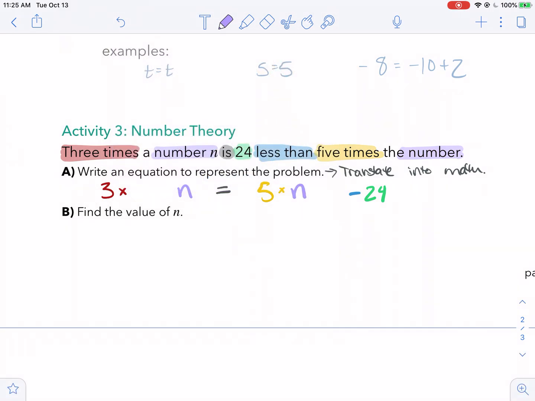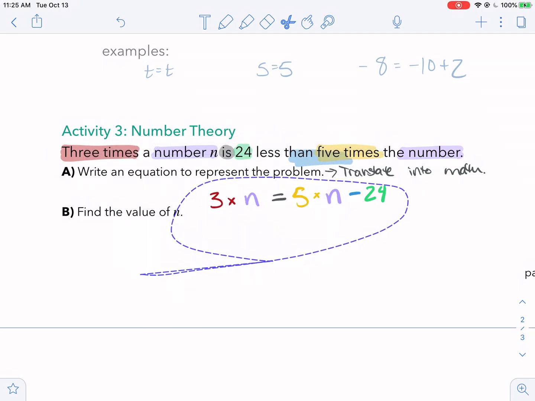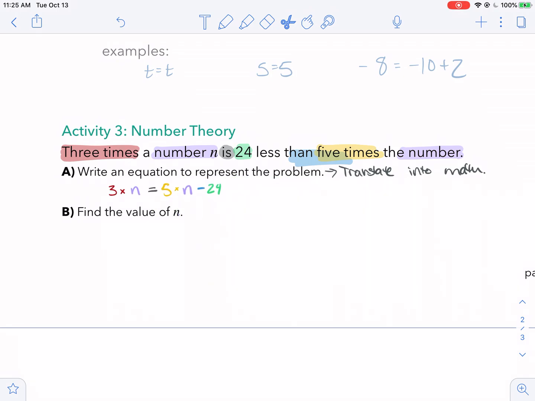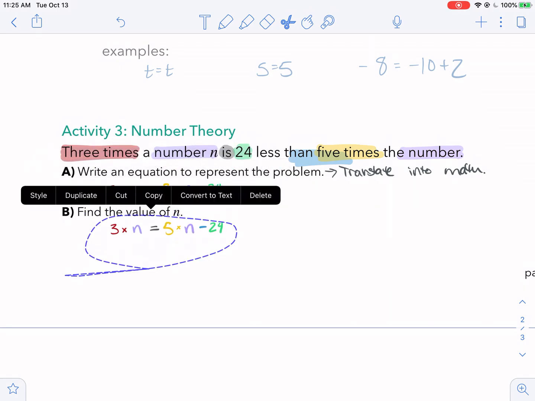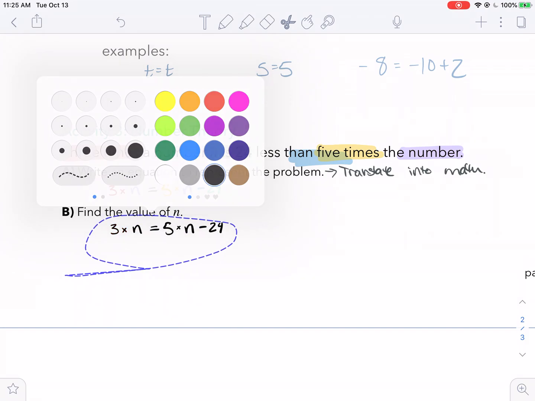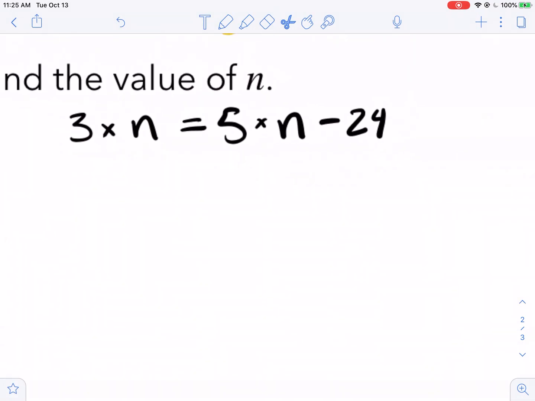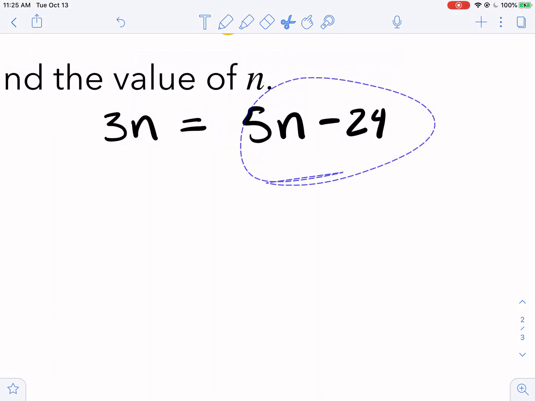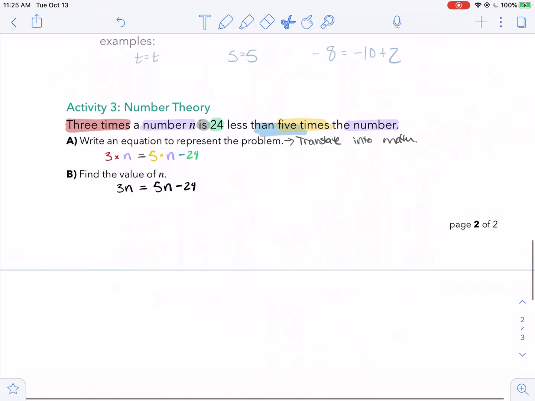Now we have a lot of space, so I'm going to rearrange them real quick. 3 times n equals 5 times n minus 24. And now that looks like a circus. So I'm going to copy it and make them all the same color. And here, I don't need the times, I can just put them right next to each other, which gives us 3n equals 5n minus 24. And now we want to solve.